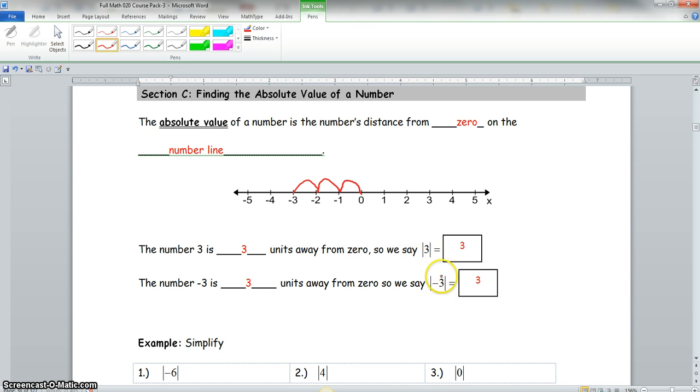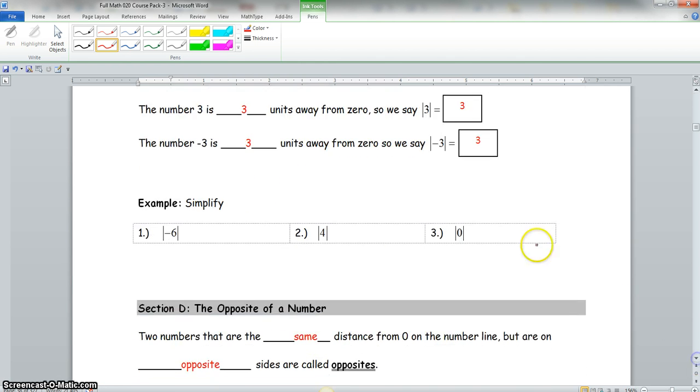Now one thing you need to know about absolute value: it does not mean opposite. Because if it meant opposite, the absolute value of +3 would have been -3. It just means the distance from 0. And also another thing, the answer to your absolute value is always positive or 0.